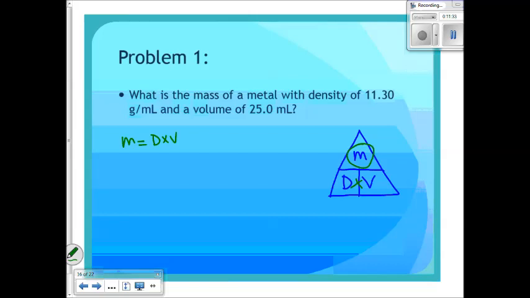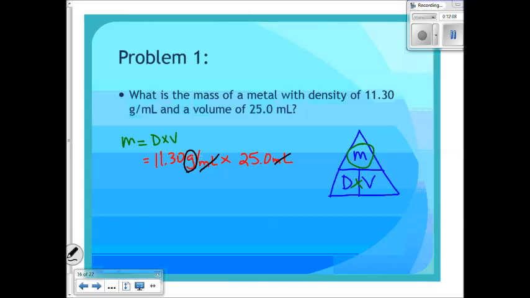So, density, here it is, 11.30 grams per milliliter. We're going to be multiplying that times the volume, which is 25.0 milliliters. That's going to give us our mass. What you also need to be aware of, since milliliters is on the top here, milliliters on the bottom, they're going to cancel. You're going to end up with grams. Well, that's good because we're solving for a mass. You need to be able to cancel those units and make sure you're getting the right unit.